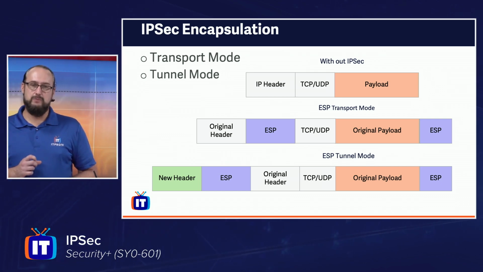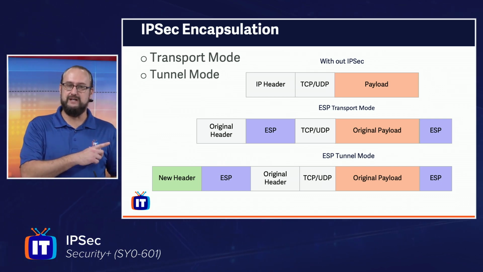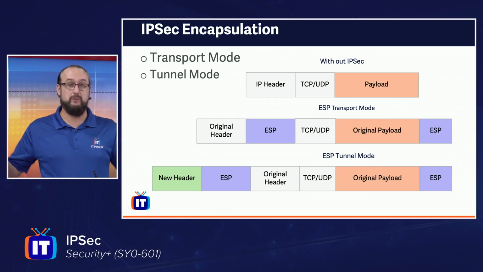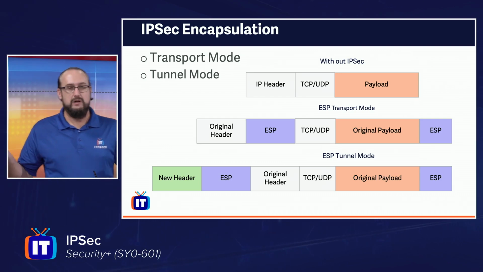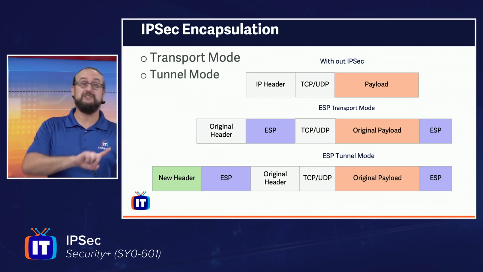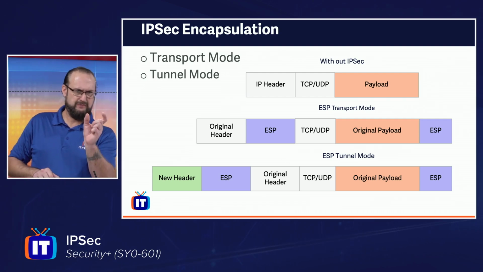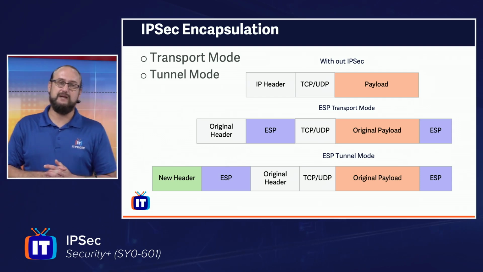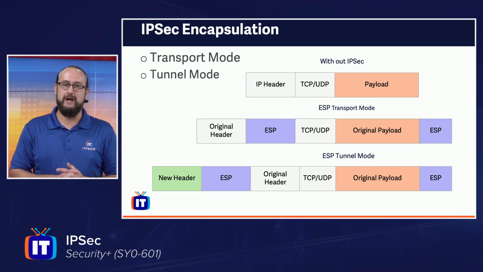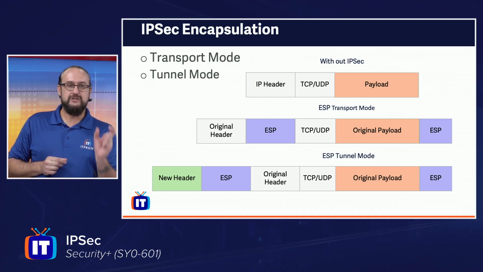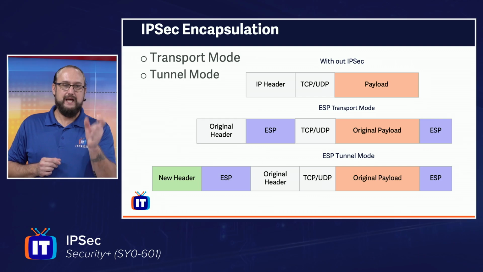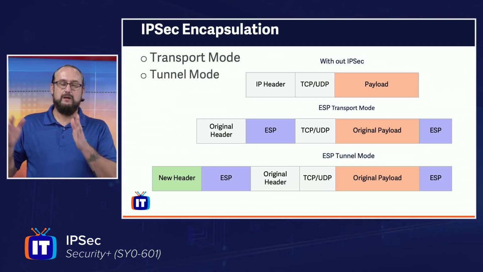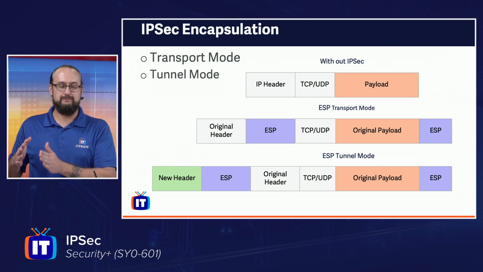In transport mode, what happens, and I just gave an example of ESP in transport mode. If you want to change these to AH, it would be AH in transport mode. Or you can use AH and ESP, and then you'd have two of those little packet headers in between. So ESP transport mode, notice what happens, right? The original IP header is still there, right? But the payload is encrypted.